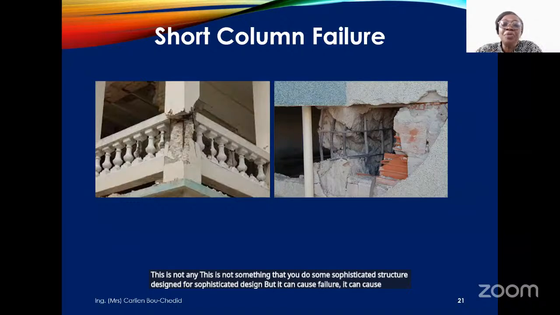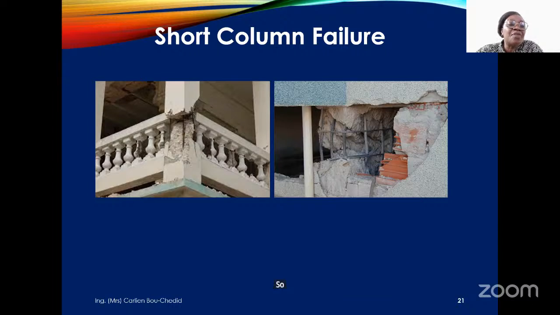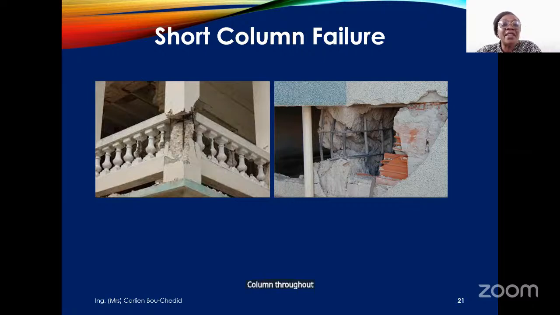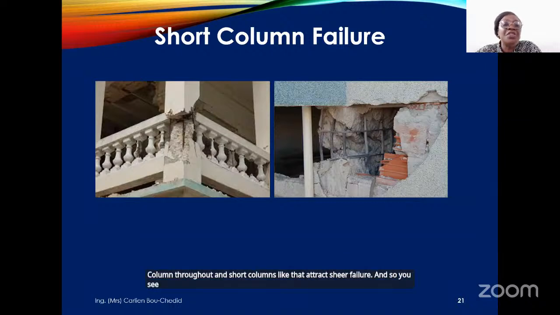Then you have what we call short column failures. So this is a column that was designed, maybe properly designed on the left, but because of the balustrade, which is non-structural, they created a short column there. It's no longer a slender column throughout, and short columns like that attract shear failure. And so you see the concrete all broken and gone. And the same thing on the right-hand side.